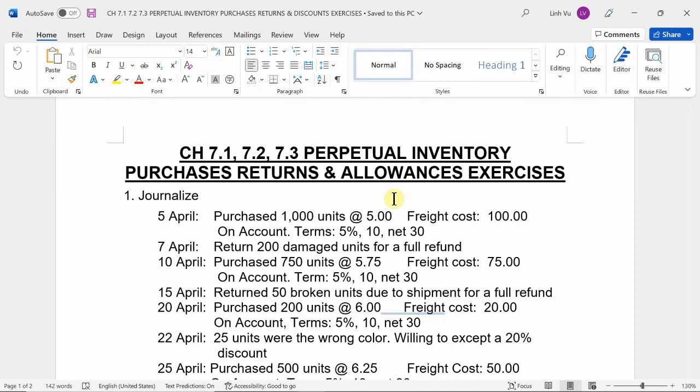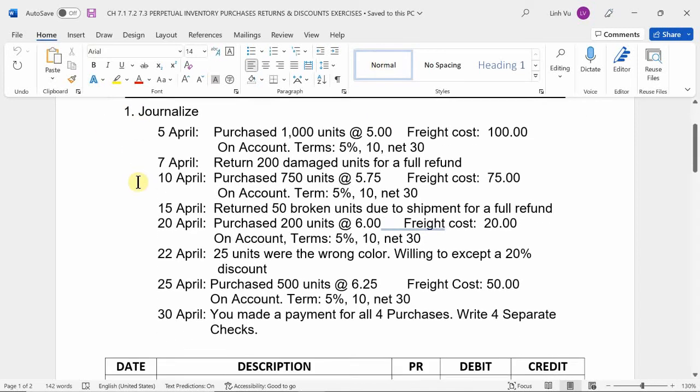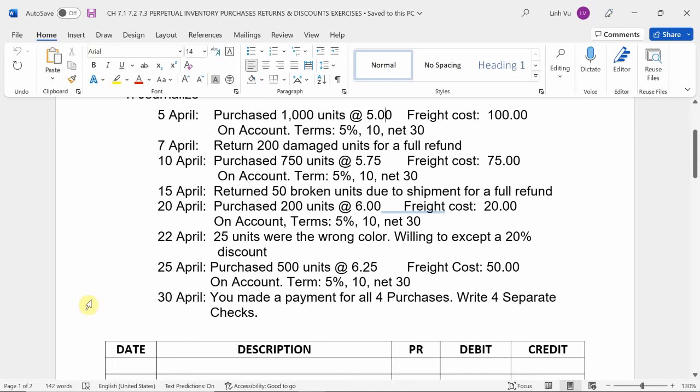On April 5th, you purchase 1,000 units at $5 each, with the freight costing you $100 on an account. And terms were given 5%, 10, net 30. So there's the first one. It is April 5th. In this case, I am purchasing 1,000 units at $5 each, with a freight of $100 on an account. So how would I journalize this transaction?